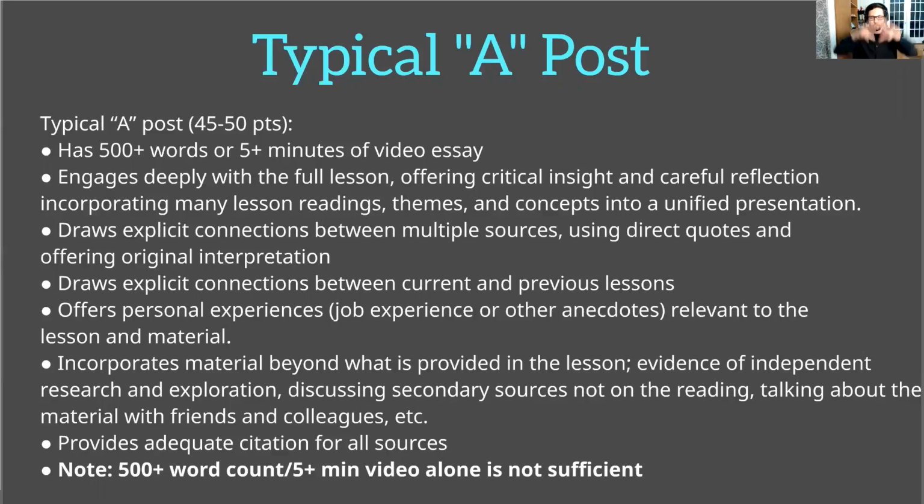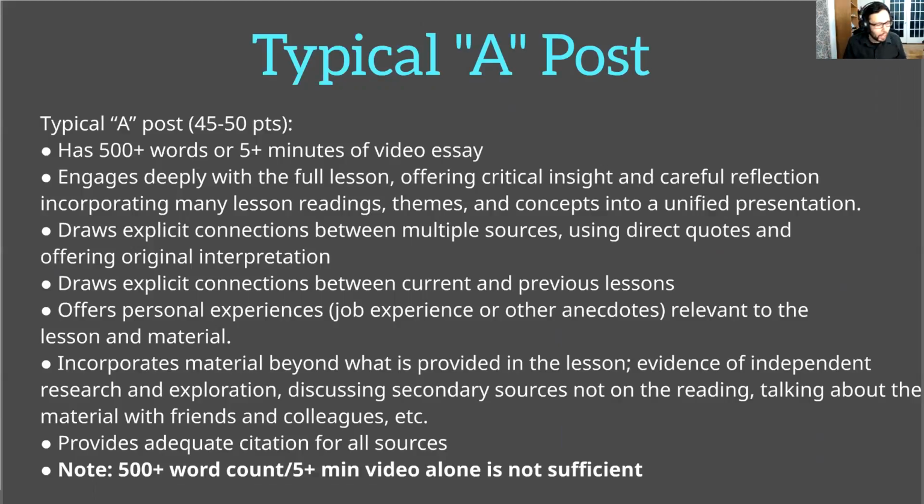A-level posts sort of incorporate the full course lesson. They draw explicit connections between the sources. They use direct quotes, so they cite from the material so you can point to exactly the terms being used. They offer original interpretation of the terms. They offer their own definitions. For instance, they don't just cite the dictionary definitions, but they give their own definitions and show how they relate to the conversation. Drawing explicit connections between not just sources, but between lessons are the kind of things I like.